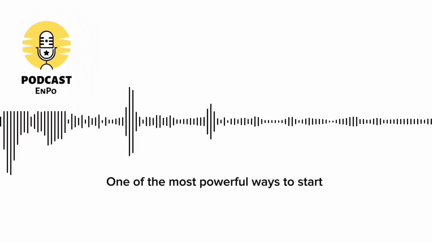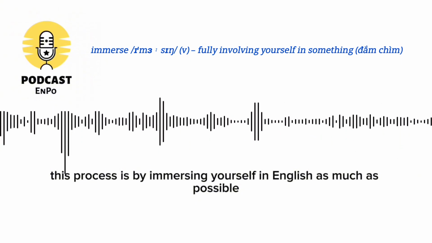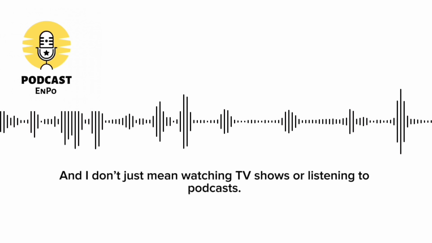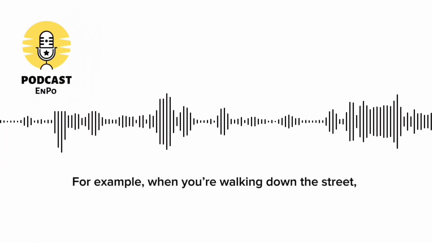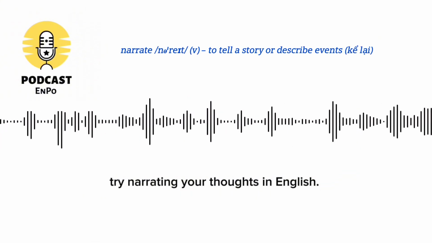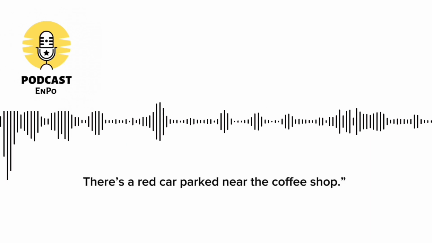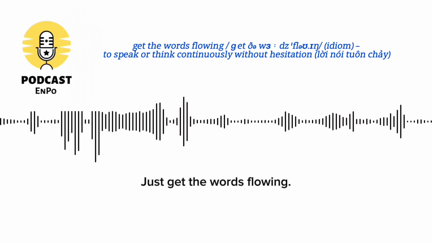One of the most powerful ways to start this process is by immersing yourself in English as much as possible. And I don't just mean watching TV shows or listening to podcasts. I mean creating opportunities where your brain has to respond in English. For example, when you're walking down the street, try narrating your thoughts in English. Describe what you see. The sky is cloudy today. There's a red car parked near the coffee shop. Don't worry about being perfect. Just get the words flowing.